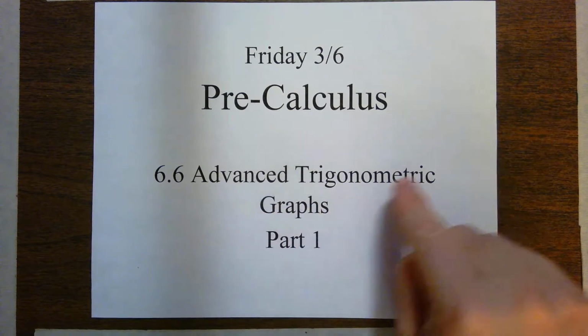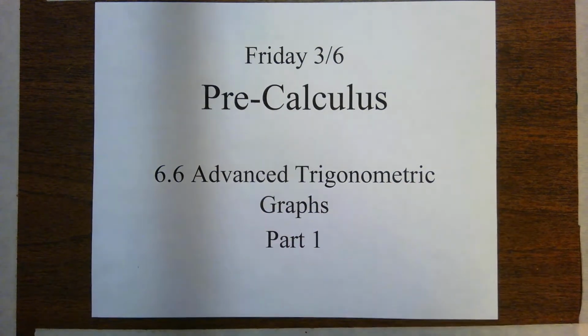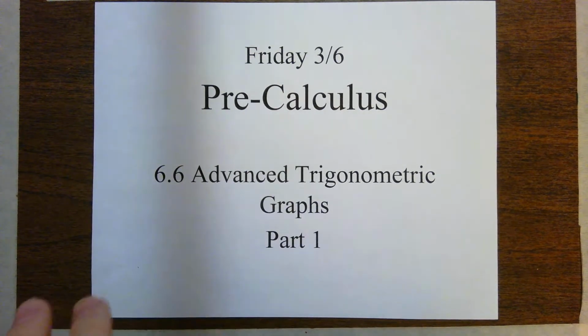And we're going to look at advanced trigonometric graphs. If you look at the homework sheet, if you look at the calendar, you can see that we're supposed to do 6.5 and 6.6 today. And this one, 6.6, you'll notice the homework, it says in-class activity. So there's no homework from this. It's just all an in-class activity.